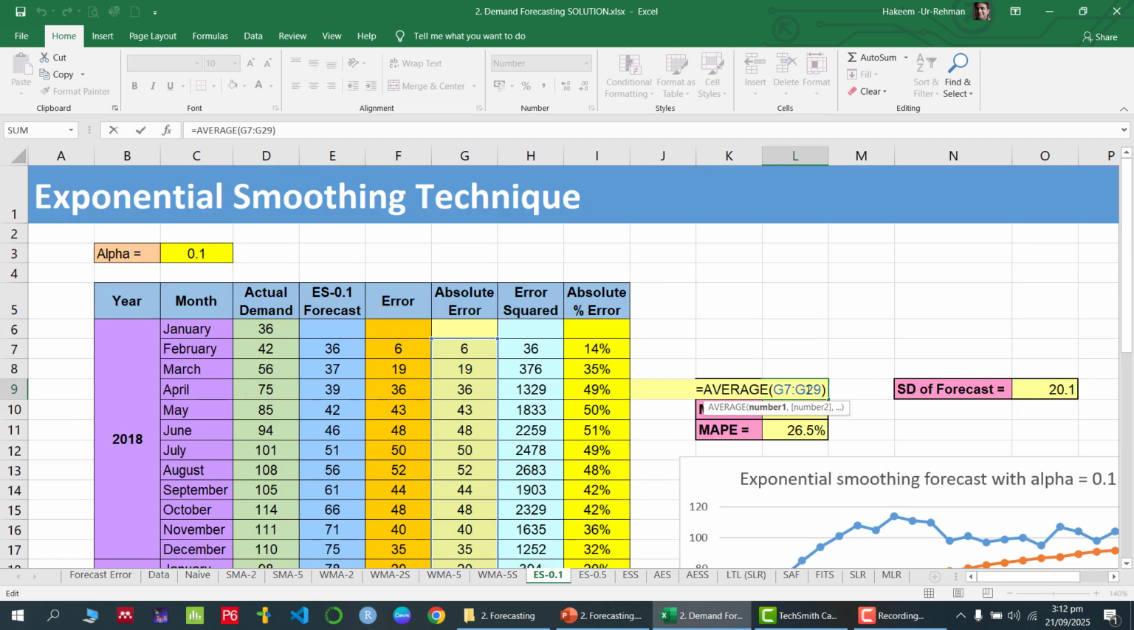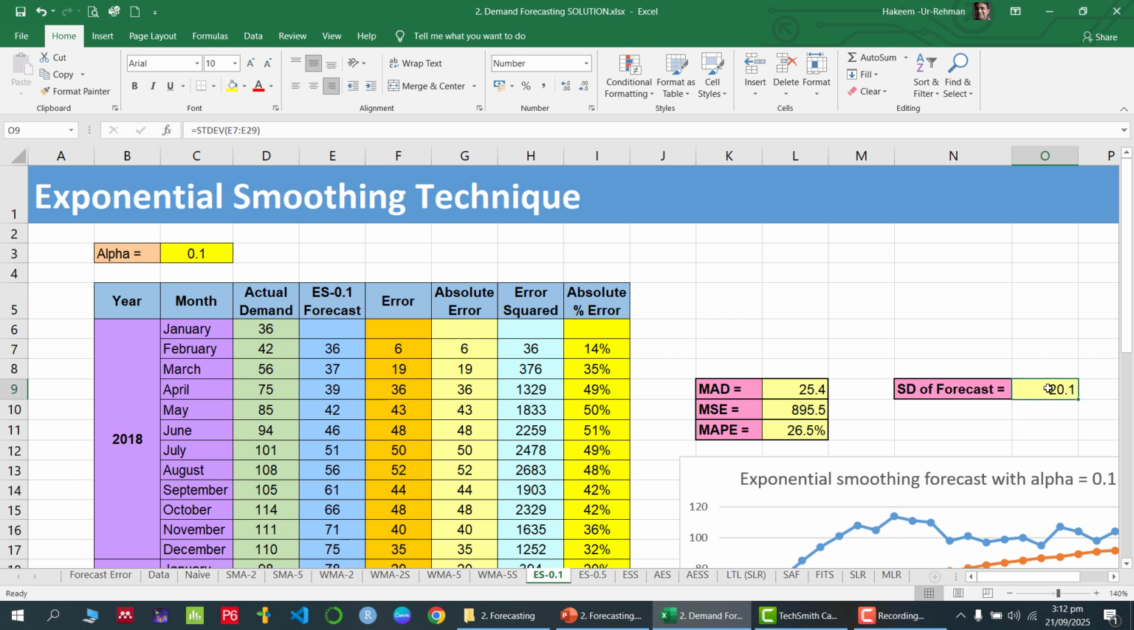Okay, so this is the average of these values, whereas the mean square error is the average of the squared error values. The mean absolute percentage error is the average of these values, right? Furthermore, I have also calculated the standard deviation of these forecasts using the STDEV formula. So what's the purpose of calculating this?